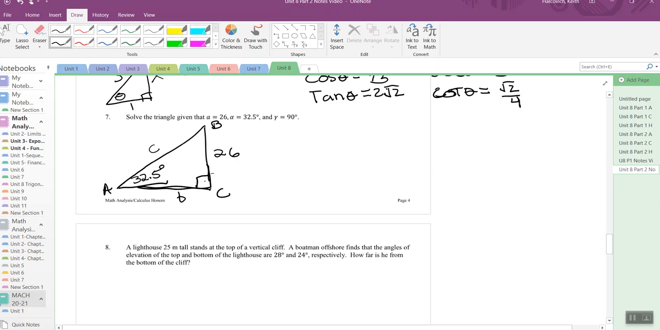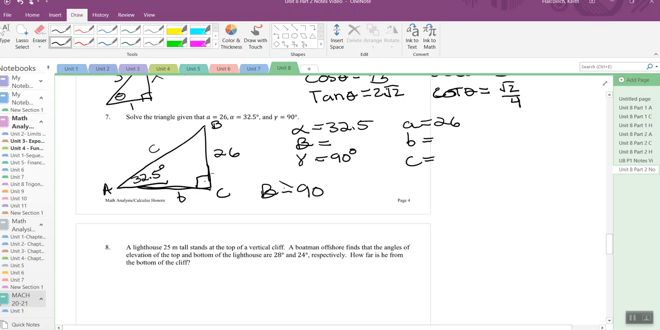So now we have to make our chart. We want alpha to be 32.5, beta, and then gamma we know is 90 degrees. We know side A is 26. We want to find side B and side C. Well, beta is equal to 90 minus 32.5, which is 57.5 degrees.